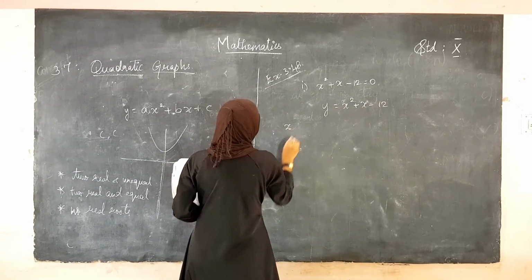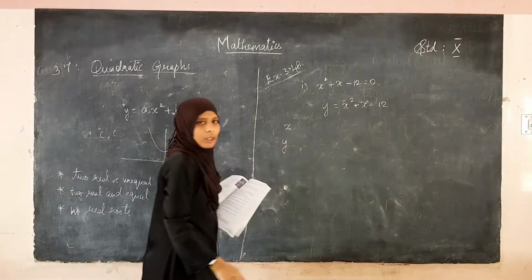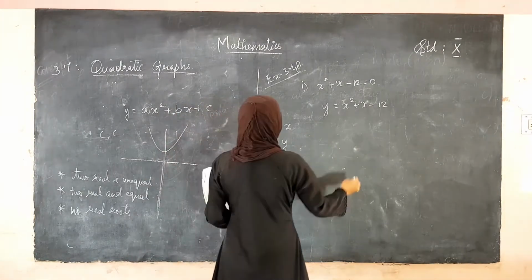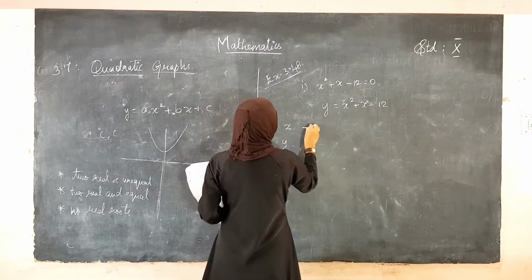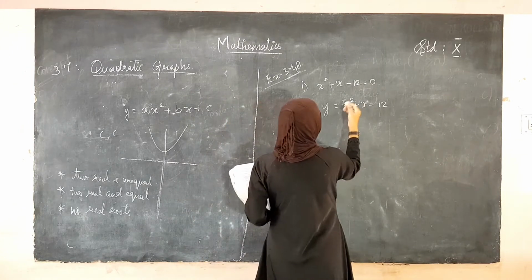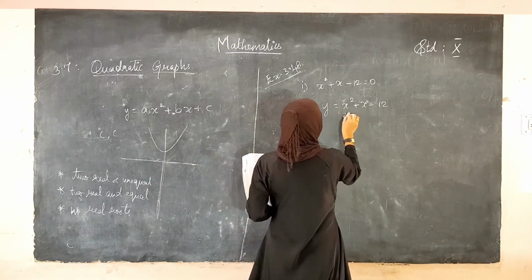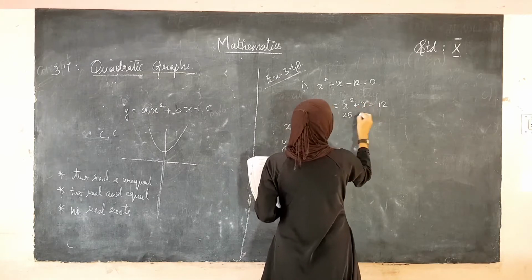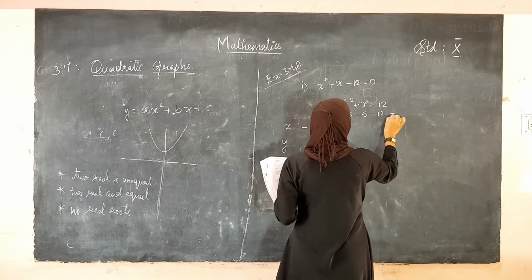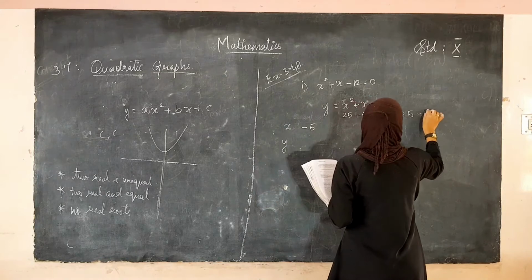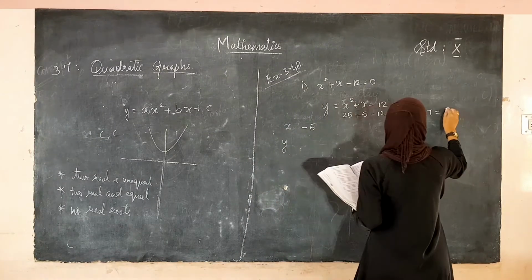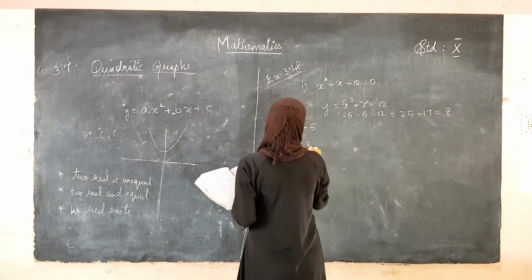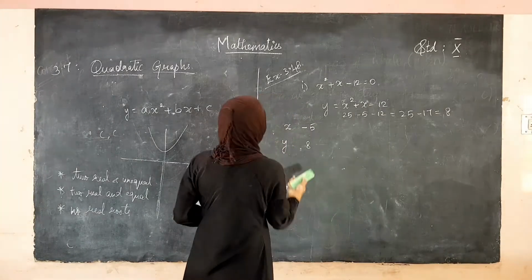Okay, so for x value and y value, you have to write them. See here, let us take the x value as minus 5. What happens? Minus 5 the whole square is 25, plus minus 5 becomes minus 5, minus 12. So, 25 minus 17. So, what is the answer? 8. For minus 5, the y value is 8.